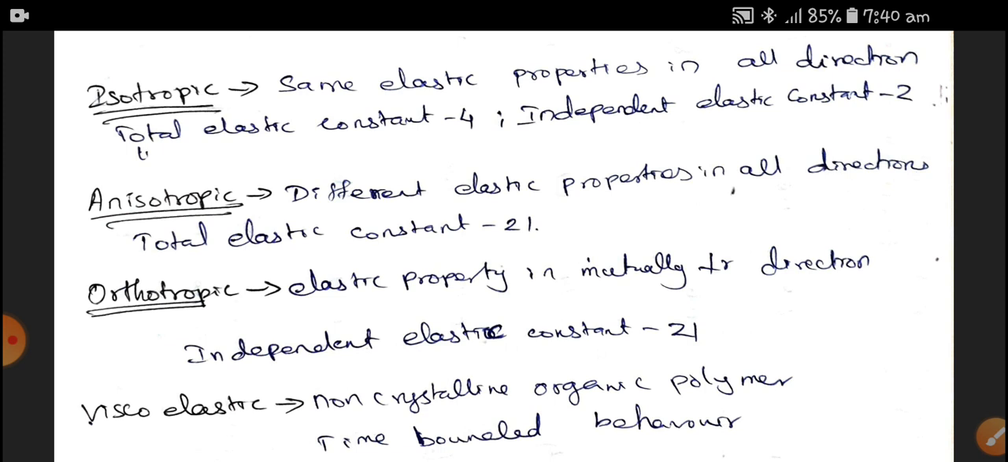Then anisotropic is the different elastic property in different directions. That is called anisotropic. Most of the composites are either anisotropic or orthotropic. For a description of an anisotropic material, we need 21 elastic constants. Whereas for orthotropic, we need 9 elastic constants.